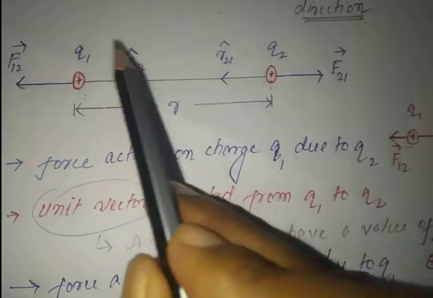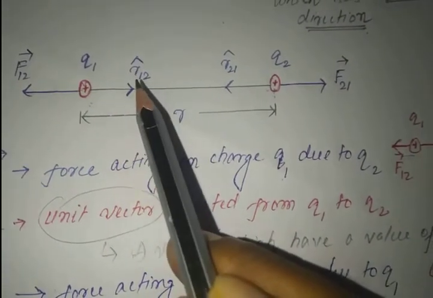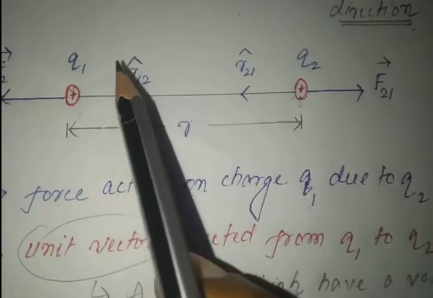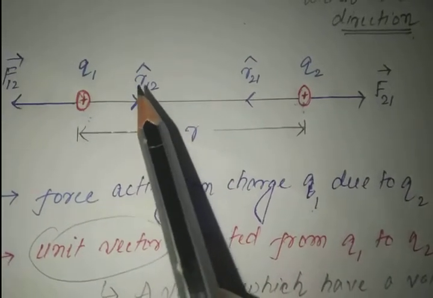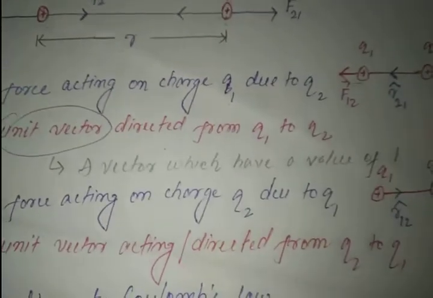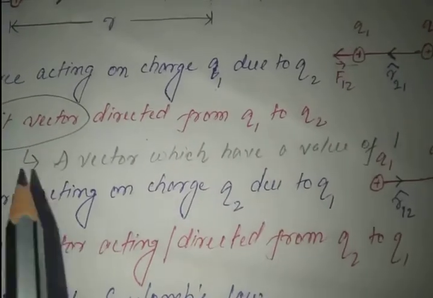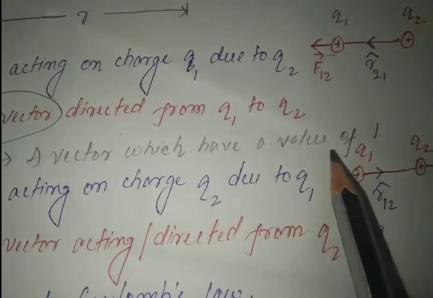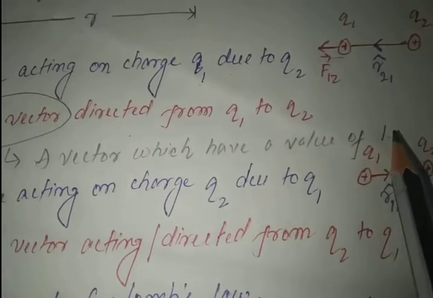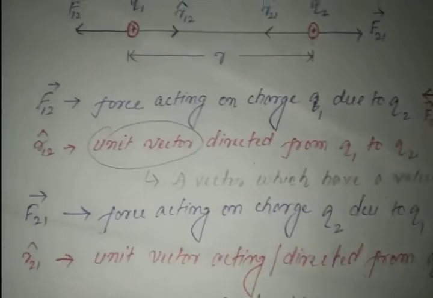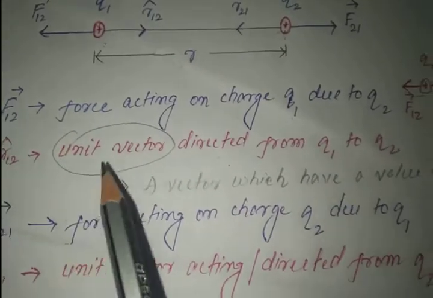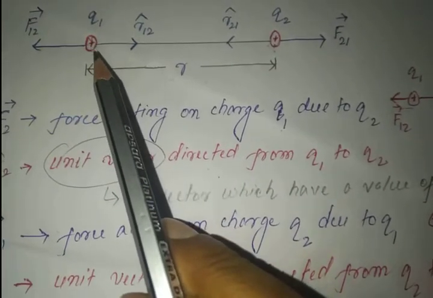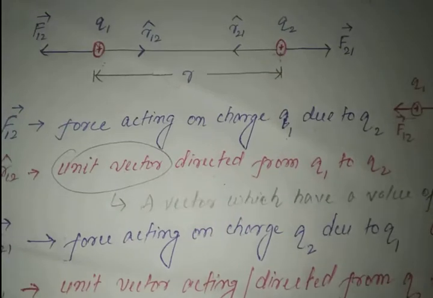Now we have this R12 cap. What is R12 cap? R12 cap is a unit vector. Now what is a unit vector? A unit vector is a vector which always has a value of 1. The value is always 1. The word unit means 1. And this unit vector always acts from where? From charge Q1 to Q2.